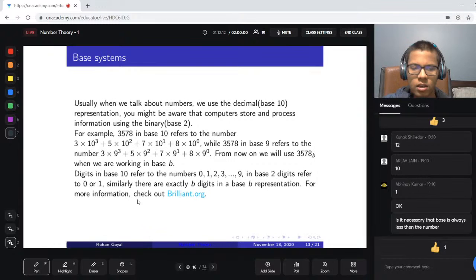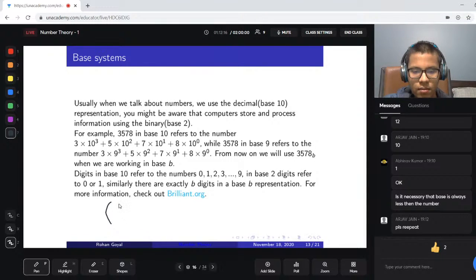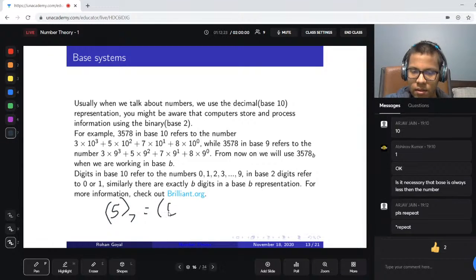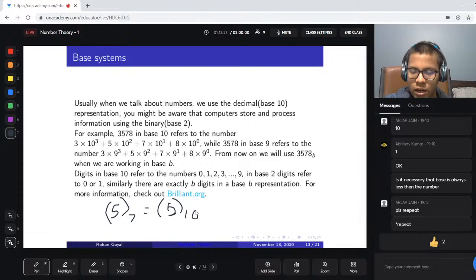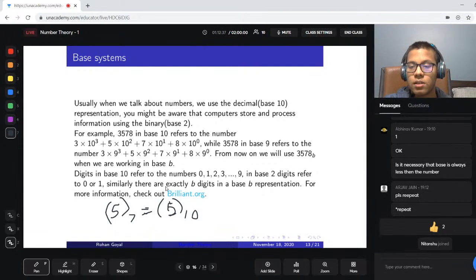Oh, of course not. But if you're saying 5 in base 7, that's basically 5 in base 10, right? Because it's saying 5 into 7 to the 0, which is equal to the same thing. But you can't do that for larger numbers if the number is bigger than the base.